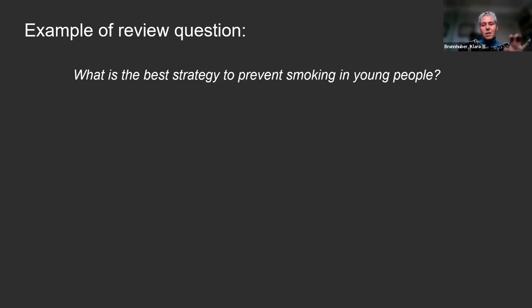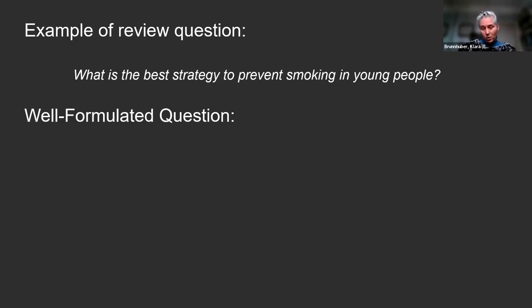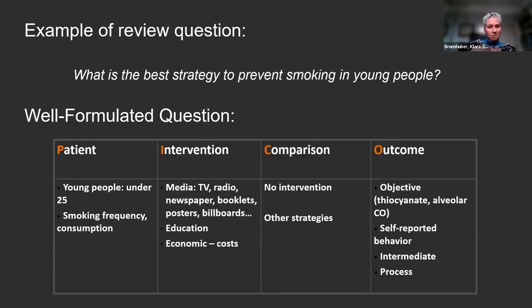In order for it to be a well-defined question that can then be translated into a systematic review question, it needs to become what we call a well-formulated question. So this is what it looks like. You need to follow the so-called PICO acronym here, with patient, intervention, comparison, and outcome. And as you can see, you need to look really carefully at what is meant by young people. That varies widely between different countries, and also the population.